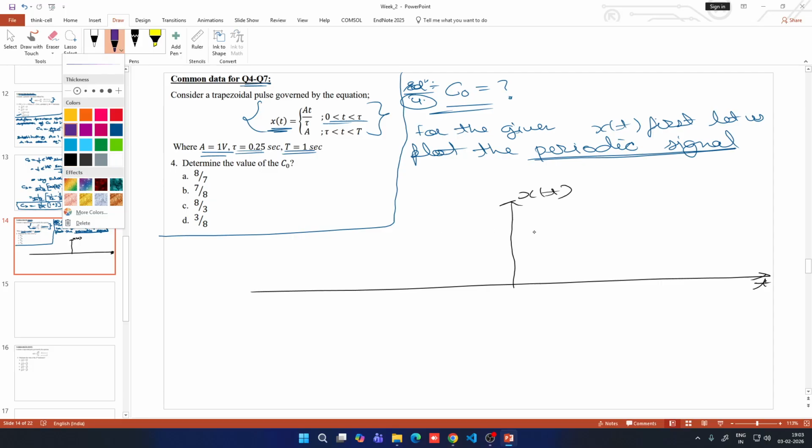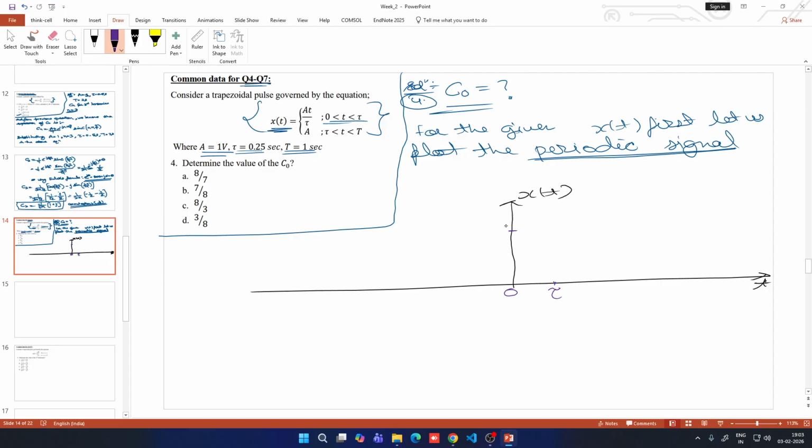So between 0 and tau, its amplitude will be A t by tau. That means till here it will be like this, and after tau to T its amplitude is A.